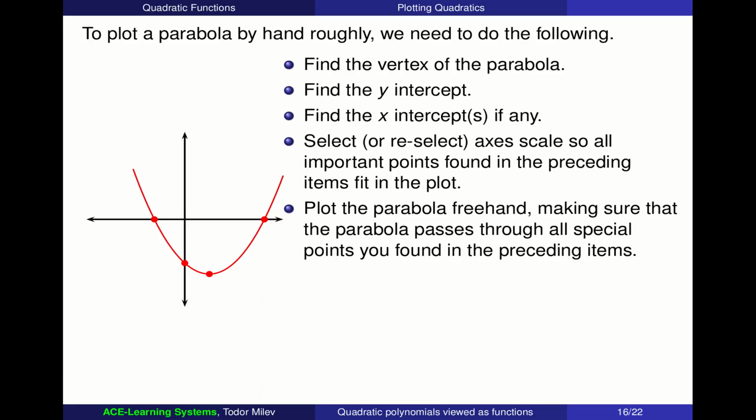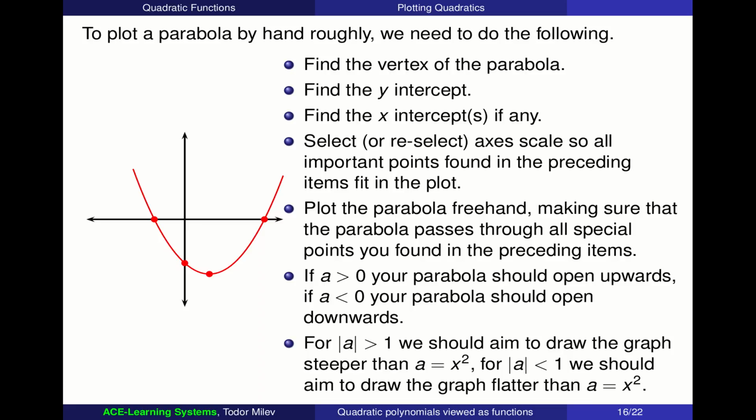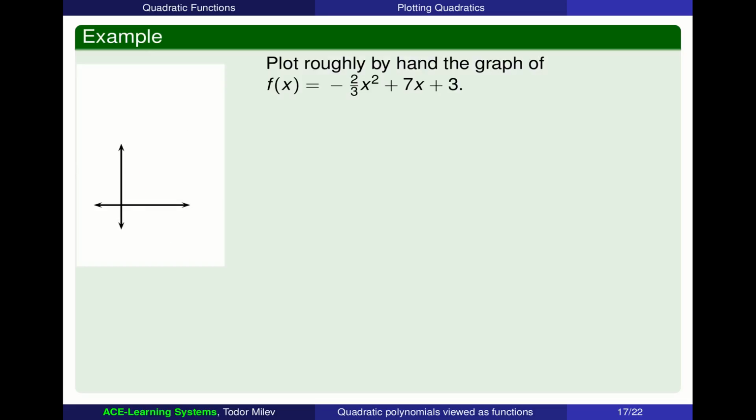Now, if the parabola has no x-intercepts, we can only use the y-intercept and the vertex, and then we can just freehand our parabola. If a is greater than 0, the parabola should open upwards, and if a is less than 0, that's the leading coefficient, the parabola should open downwards. If the absolute value of a is greater than 1, we should aim to draw the graph steeper, and if the absolute value of the leading coefficient a is less than 1, we should aim to draw the graph flatter.